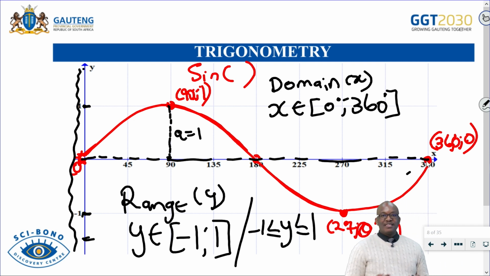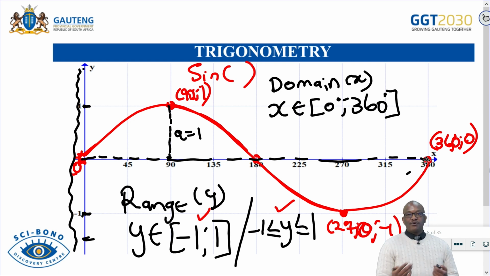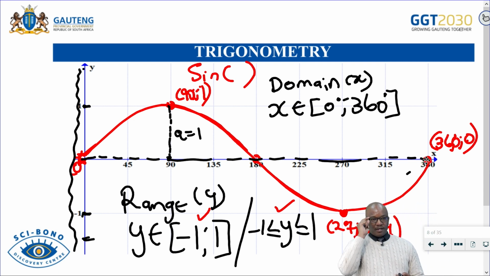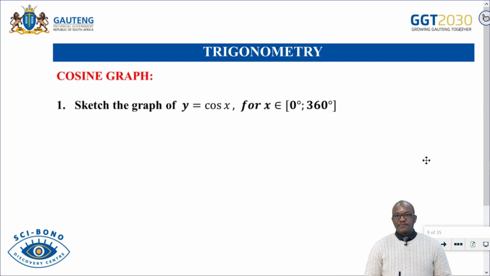Those mean the same thing. It depends on how you understand it. They are both correct in terms of writing your range. Okay? So now when we move forward, we go to the graph of cos.